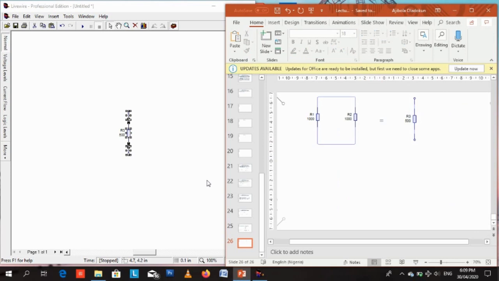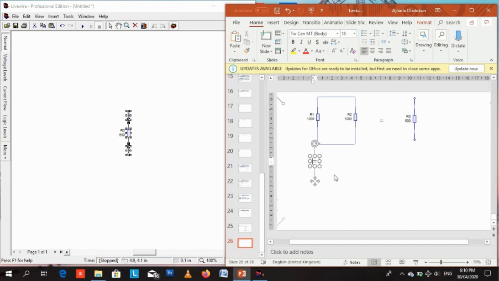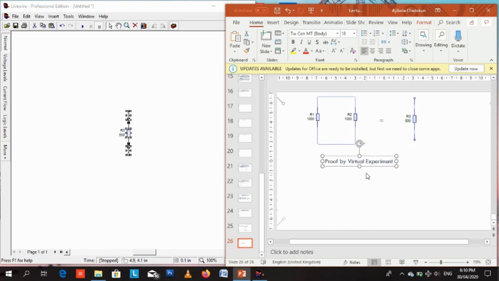So two 1000 ohm resistors in parallel is equal to one 500 ohm resistor. So that is one of the usefulness of connecting resistors in parallel: you can get another value of resistance that would be probably useful for your circuit. So let's see. Proof. You can prove by a virtual experiment using the Live Wire virtual laboratory. We can prove that they are the same.